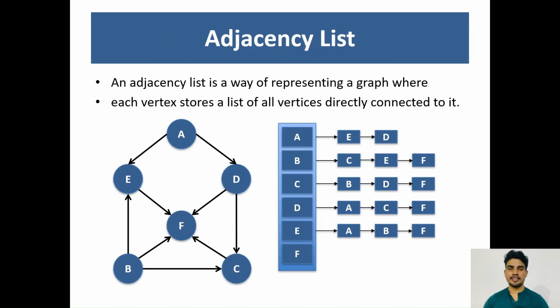So, what is an adjacency list? An adjacency list is a way to represent a graph where each vertex stores a list of its connected vertices. In simple words, each node keeps a list of its neighbors. For example, in this graph, vertex A is connected to vertex E and D. So, A's list contains E and D. In memory, we typically use arrays or maps for vertices as well as lists for neighbors. Now I am going to show you how we can use adjacency list on a directed graph.